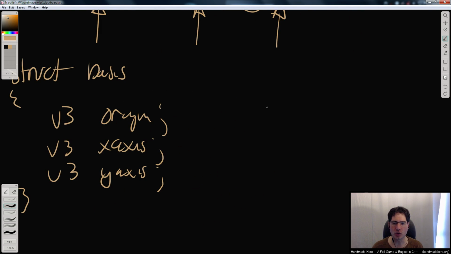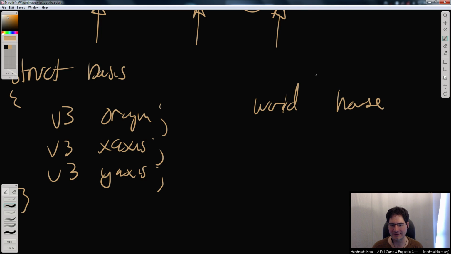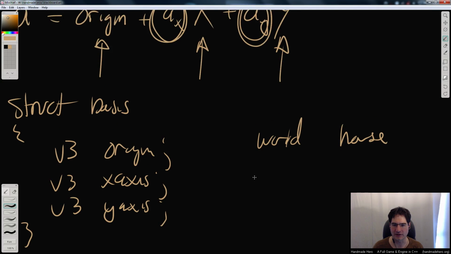If I took world space and wanted to define some little, I don't know, like a house, some house space, the space of a house that was rotated and scaled in the world somewhere, well, I would just define this basis to be the origin of this house space in the world, so in world coordinates. The x-axis would be whatever the house's x-axis was defined in the world, and the y-axis would be whatever the y-axis was defined in the world, right?